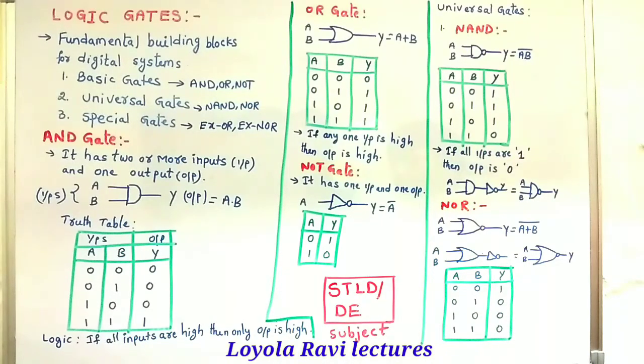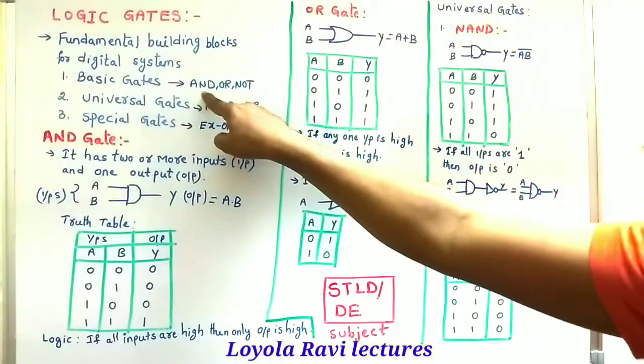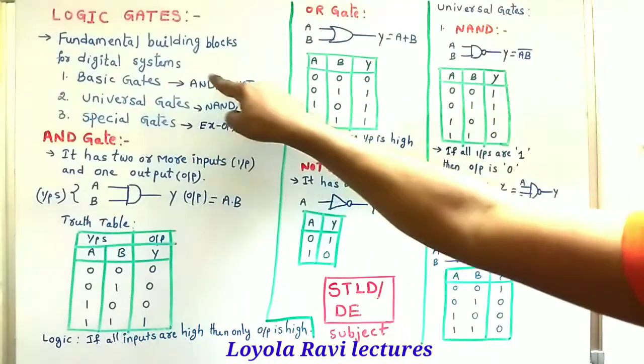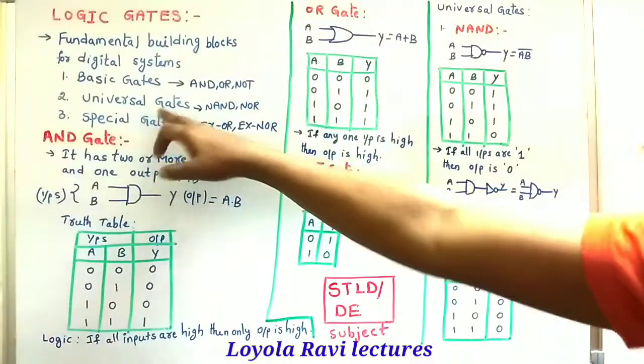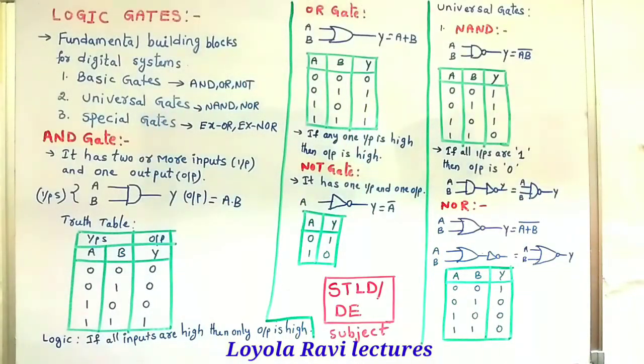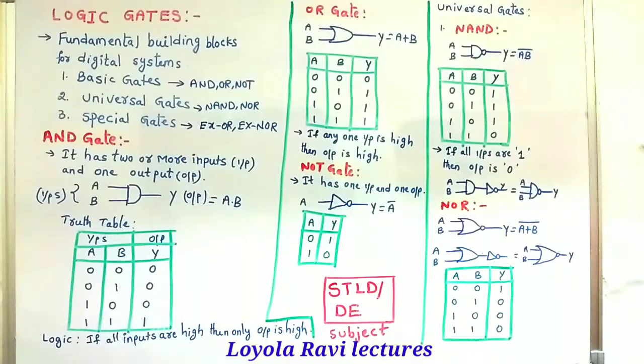Basically, these are classified into three types. One is the basic gates, those are nothing but the AND gate, OR gate, and NOT gate. Next is the universal gates, those are the NAND and NOR gates. What is a basic gate, what is a universal gate, and what is a special gate, we will see one by one. And the third one is the special gates, those are exclusive OR and exclusive NOR, also called XOR and XNOR.